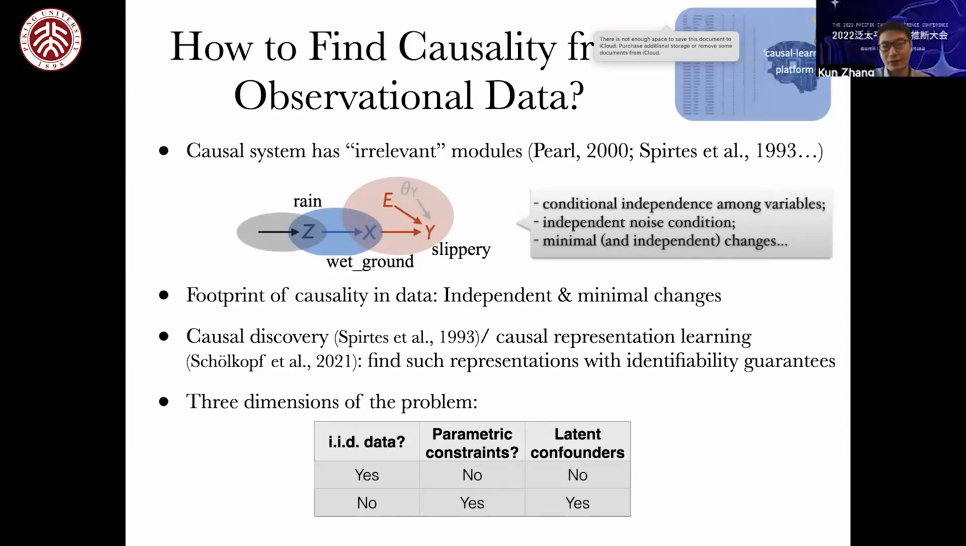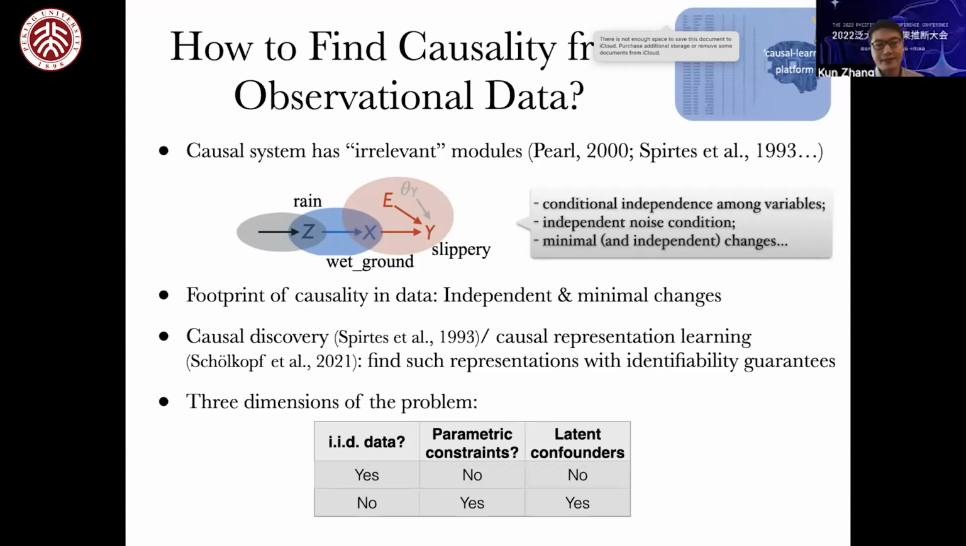Essentially, the problem seems kind of mysterious, because in reality we can only make use of data, and very often we only have observational data without any interventions. And the goal is to recover the information of causality from such data. So then we have two problems to study. First, what kind of information or footprint of causality can we discover in the data? We have to make sure the data reflects some kind of information of causality. And the second question is whether we can provide guarantees, essentially the identifiability guarantee.